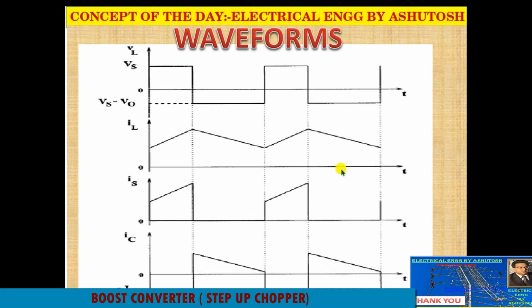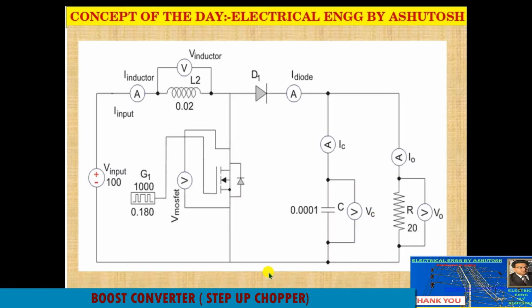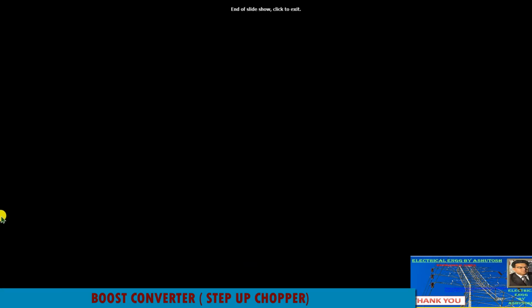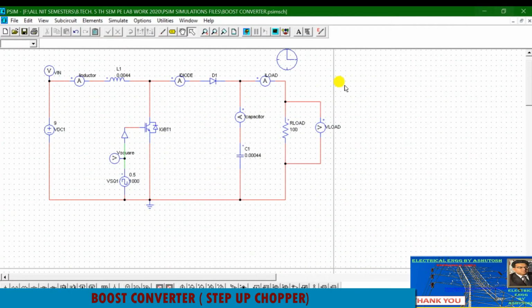And this is the capacitor current. During the on period, the diode does not conduct and the capacitor also does not conduct any current. But during off mode, there is capacitor current. So we will directly go to our PSIM simulation and see the waveforms. What is the working in the waveforms?